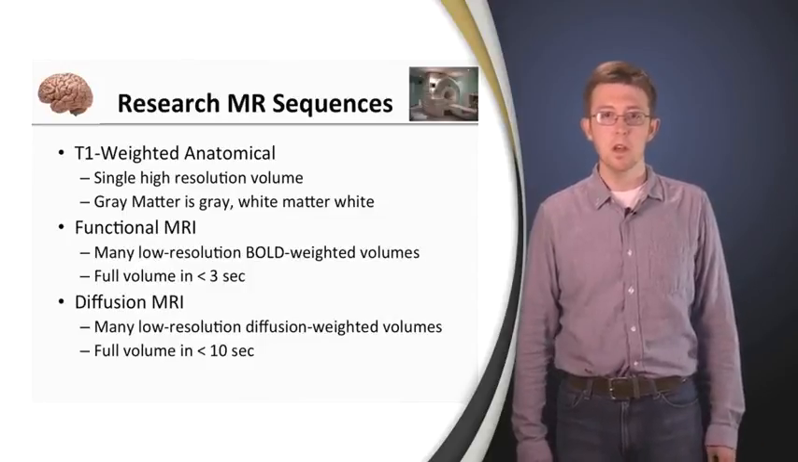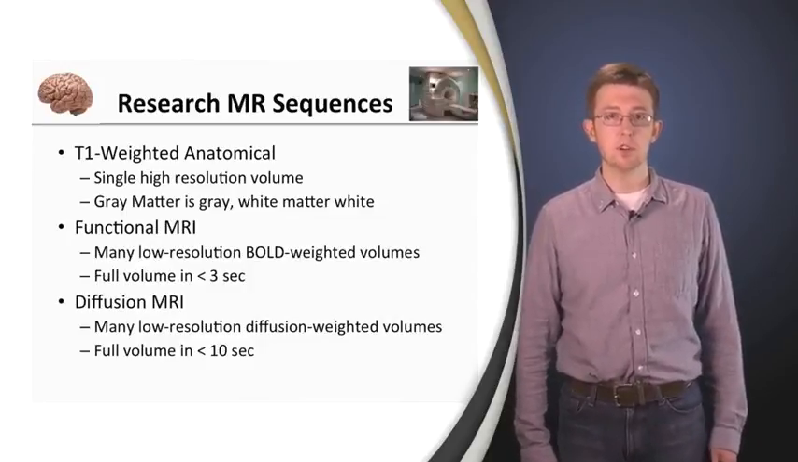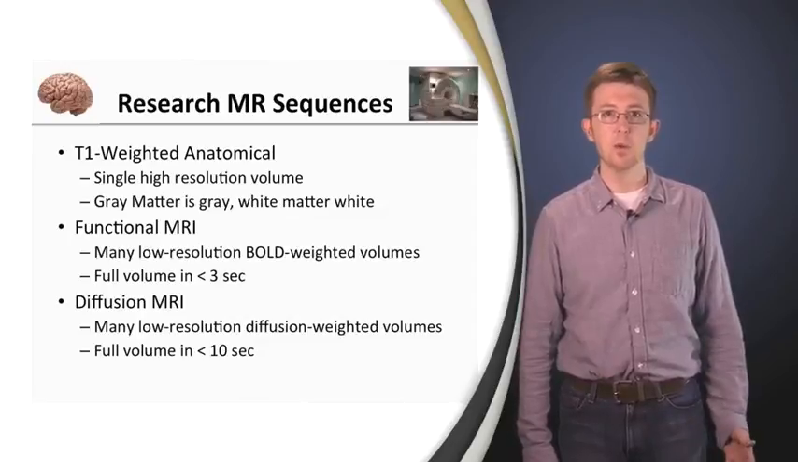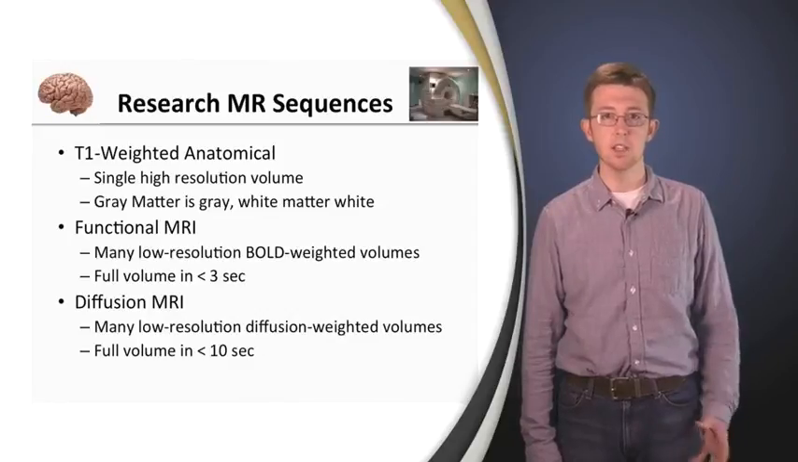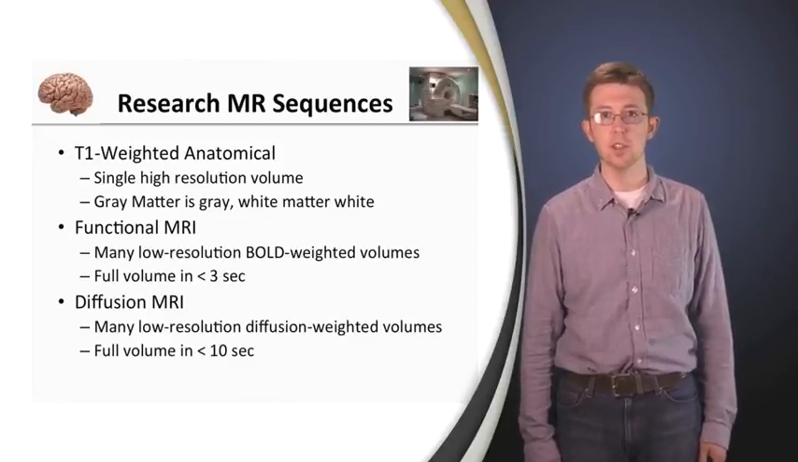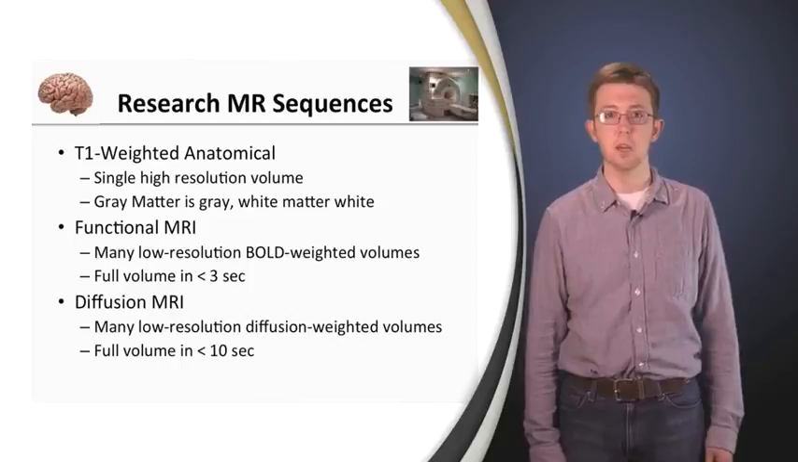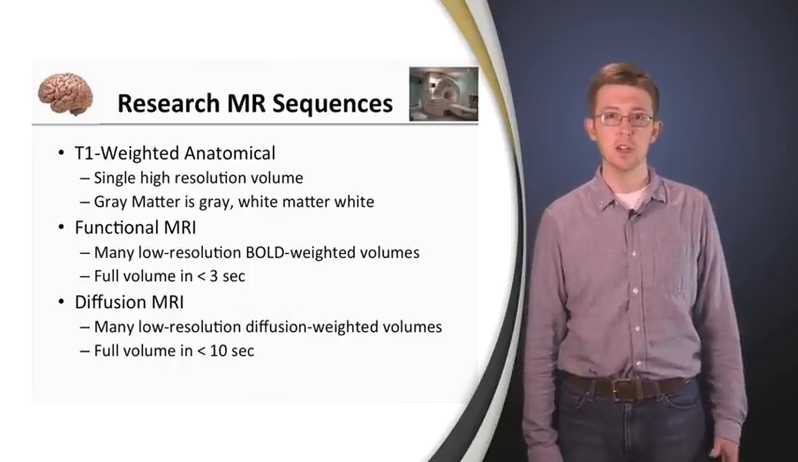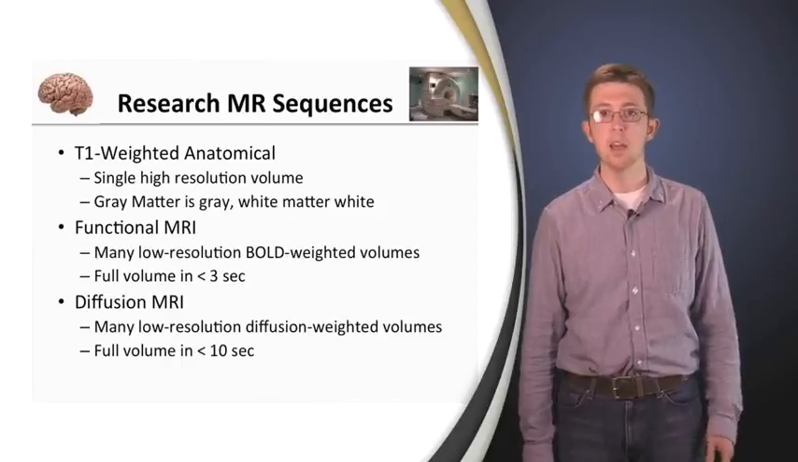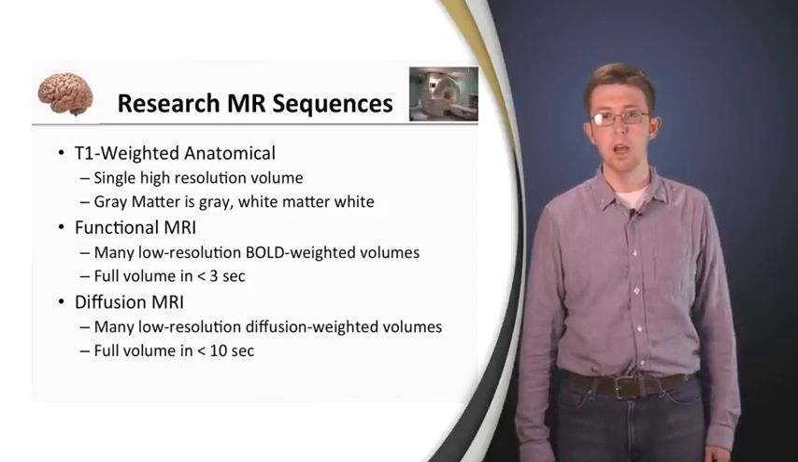I'm going to talk about a couple of research MR sequences that we typically run. The first thing we typically capture from subjects is what's called a T1 weighted anatomical image. This is generally a single volume. It's very high resolution, with voxels of about 1 millimeter cubed. In this image, gray matter appears gray and white matter appears white.